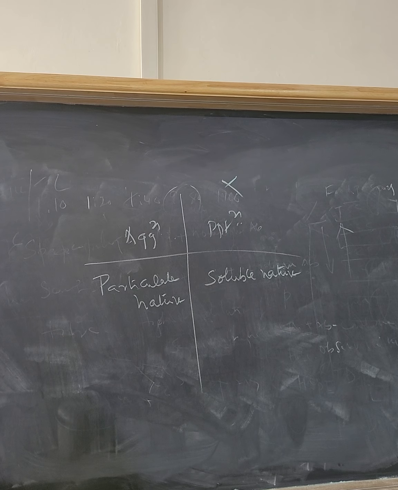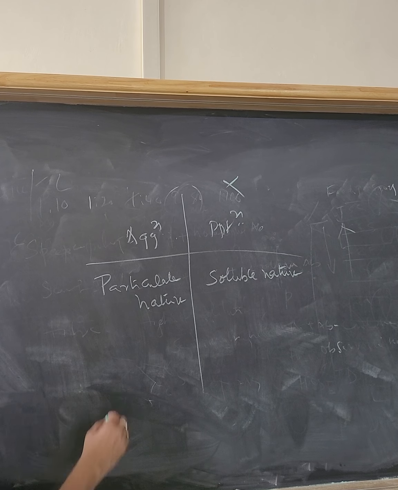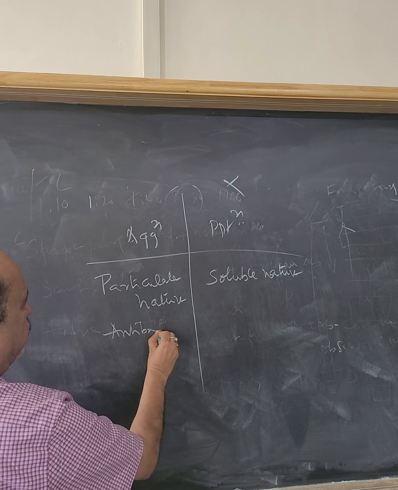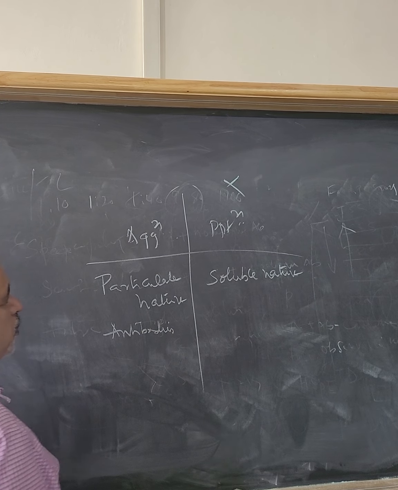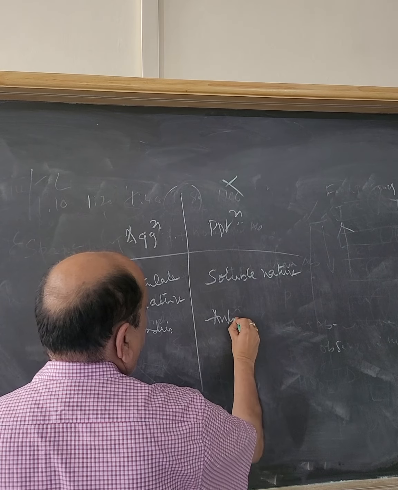In precipitation, the antigen is soluble in nature. Agglutination is good for detecting antibodies, whereas precipitation is good for detecting antigens.